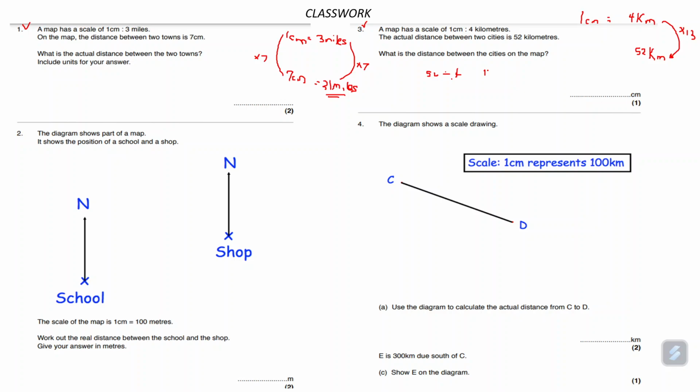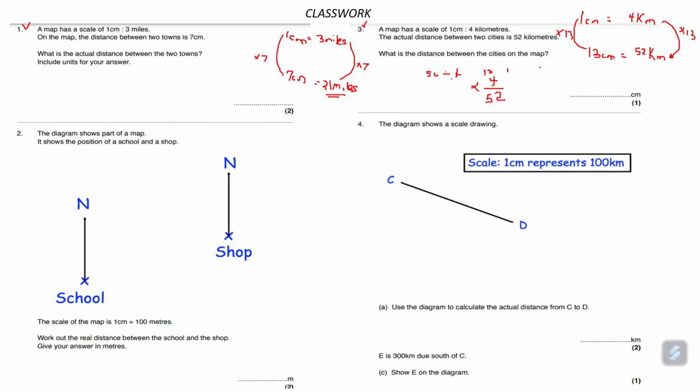So you can see 13 times 4. 4 times 3 is 12. Carry 1. 4 times 1 is 4, plus 1, 5. So meaning 4 times 13 will give us 52 kilometers. Whatever you do on the right, you do on the left. That will be times 13. So that will be 13 centimeters. So the measurement on the map, on paper, is 13 centimeters.